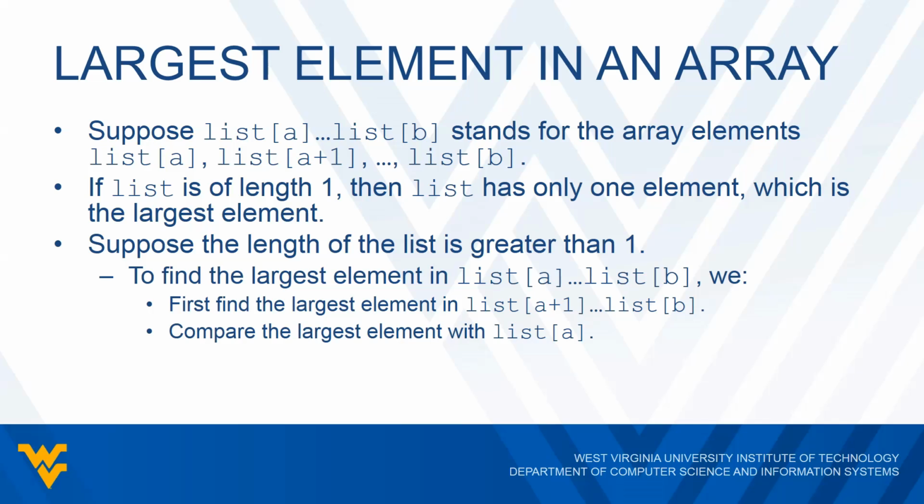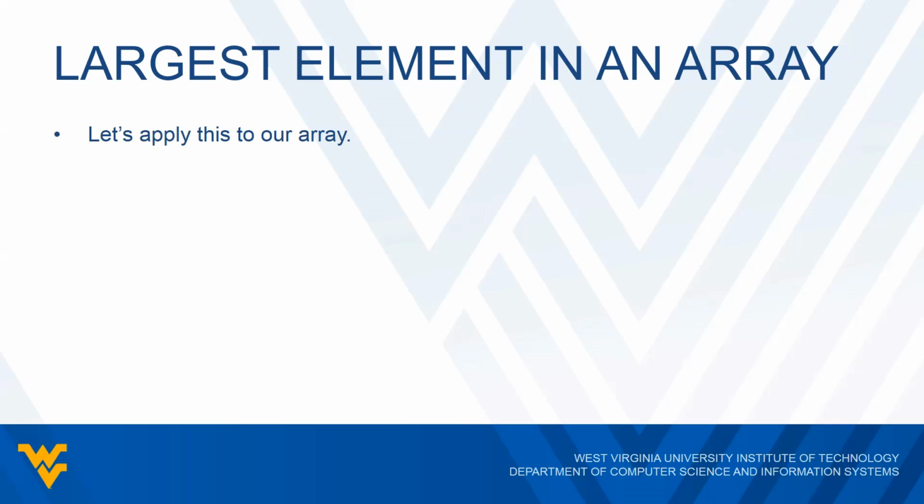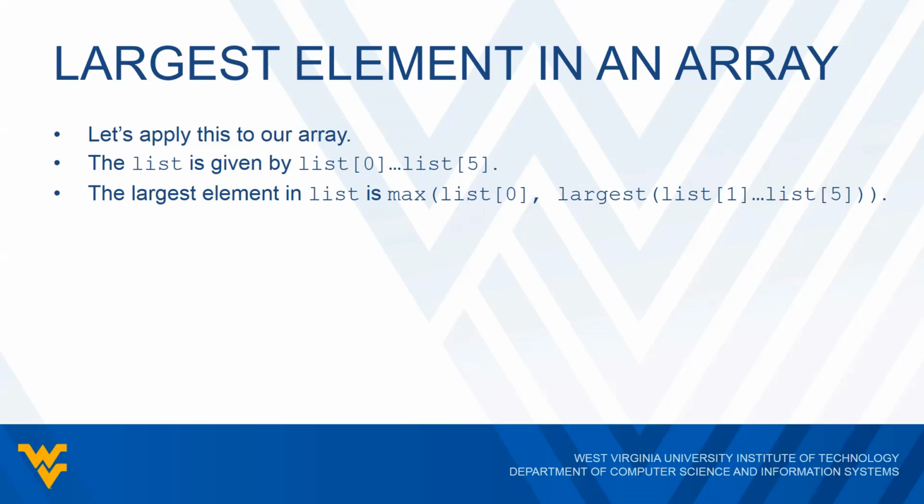So what this means is we can find the largest element in list[A] to list[B] by getting the maximum of list[A] and the largest of list[A+1] to list[B]. So let's apply this to our example. The list can be given by list[0] to list[5]. So the largest element in the whole list is going to be the maximum of list[0] and the largest of list[1] to list[5].